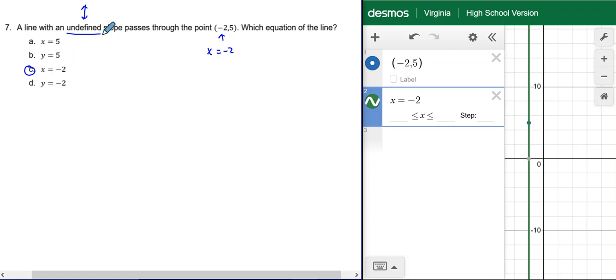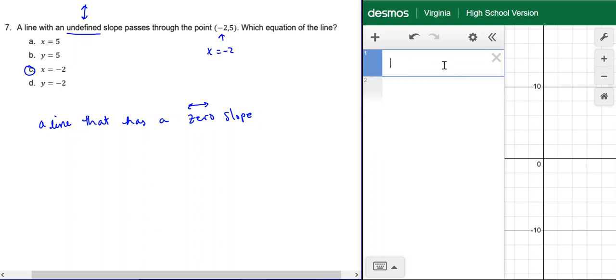Okay. If it said a line has 0 slope, then you would do y equals and then go from there. Well, let me give you an example. Let's say that you have a line that has, I'm just making up an example, a 0 slope. So in your mind, you're going to say, well, 0 slope is a horizontal line. And the only way you can get a horizontal line is if you put y equals some number. Those are the ways you can get a horizontal line.